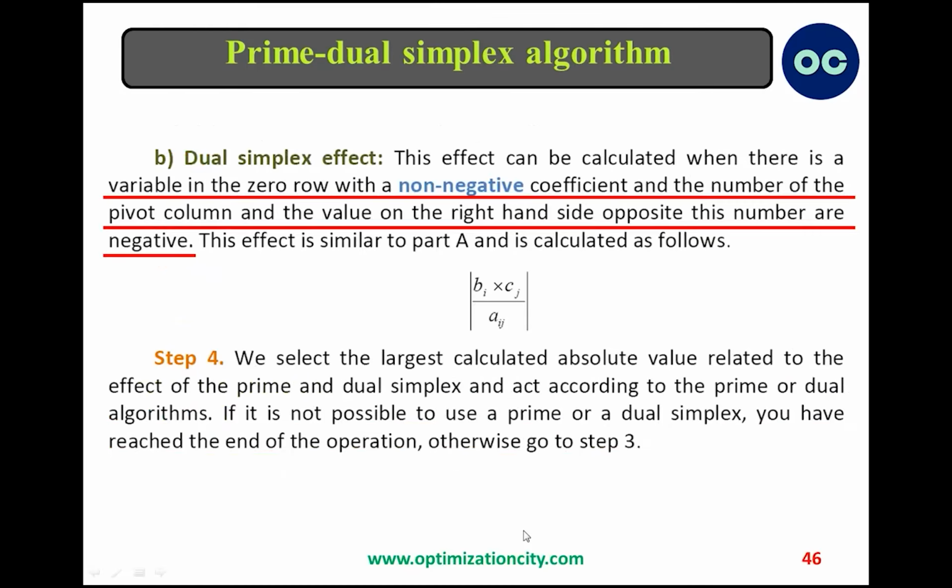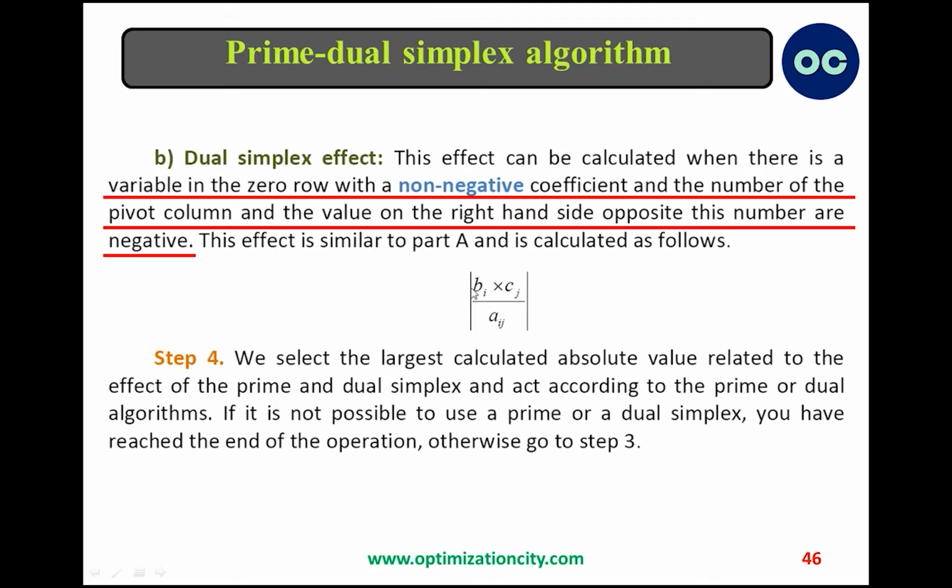There is another effect, called the dual simplex effect. When there is a variable in row 0 with a non-negative coefficient, and the pivot column number and the number on the right-hand side opposite that number are negative, we calculate the dual simplex effect like this.